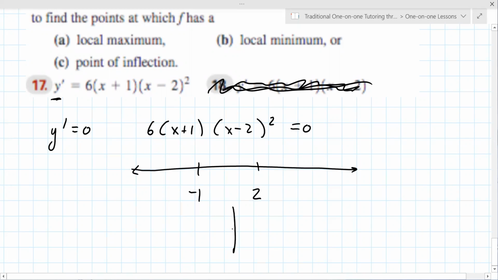Okay. So we're going to test 0, 5, and, I don't know, -5. And again, you only care whether it's positive or negative. So like at 5, 6 is always positive, 5 plus 1 is positive, 5 minus 2 squared is positive. So positive times positive times positive gives you a positive.